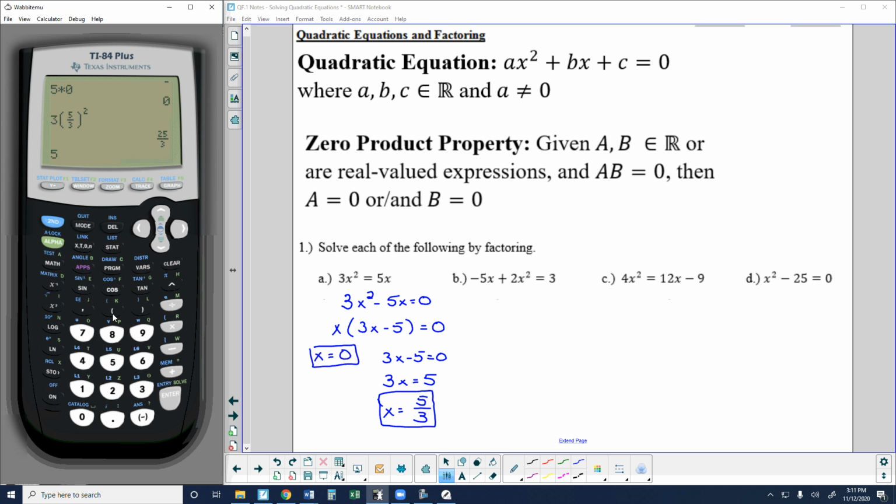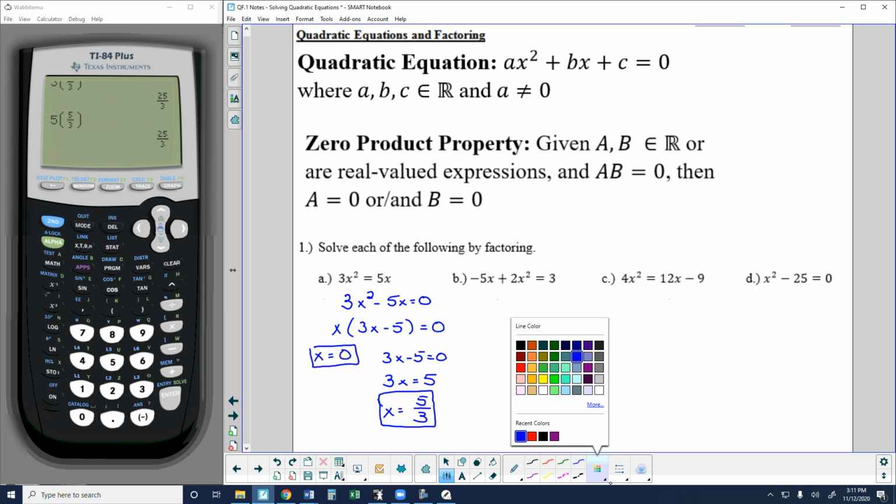Now let me try the other side of the equation. 5 times 5/3, and that is also going to equal 25 over 3. And so we can see that 5/3 is a solution. So I can check these by substituting them back in. So I used the factoring method that we learned previously with the greatest common factor, the GCF, to factor this into two separate expressions that I can then set equal to 0 and solve if needed.